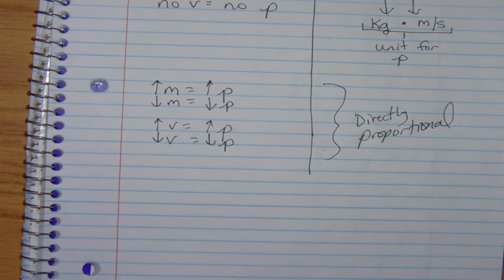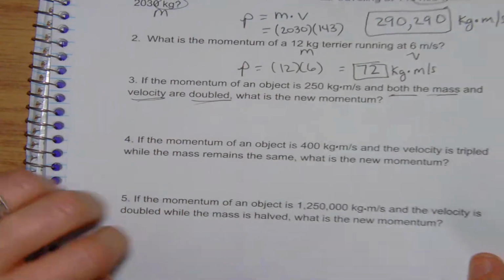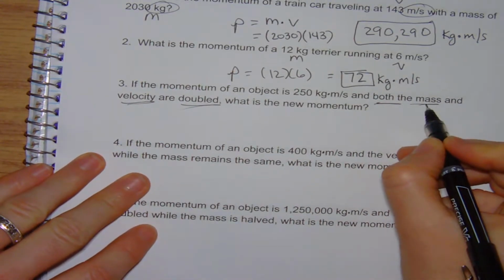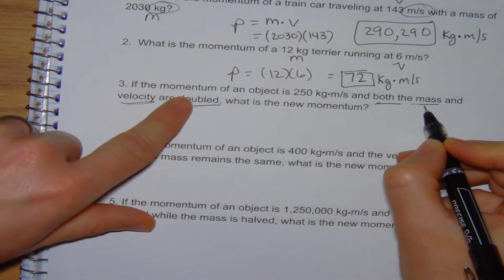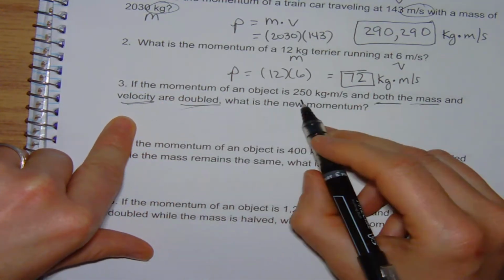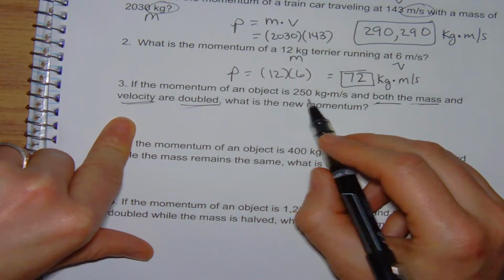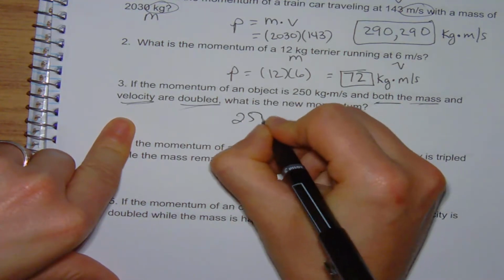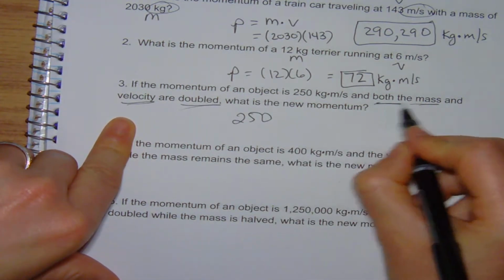Okay, they're both directly proportional. Mass relative to momentum as well as velocity. So when you do these problems, if mass goes up or down, the momentum must go up or down at the same rate. If velocity goes up or down, momentum must also go up or down at the same rate. So we write it out. Let's just deal with one at a time.